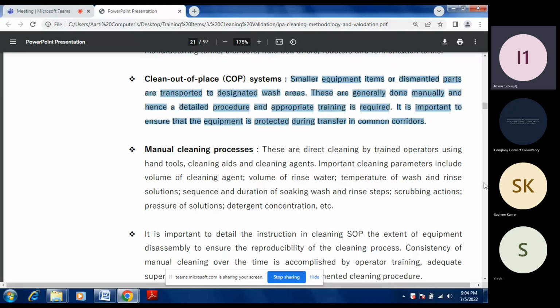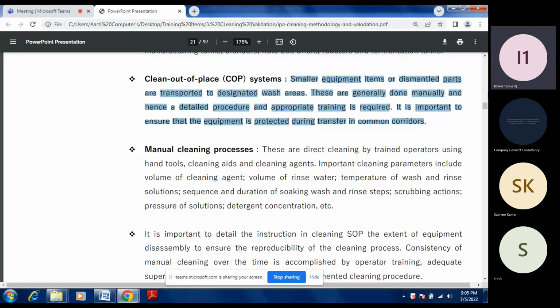So during the transportation, we should follow appropriate handling of that open equipment. Why is it required? If it is not appropriate, there may be chances of contamination in the corridor. So we should follow the appropriate procedure for the transportation of those parts of the equipment from the equipment area to the wash area.